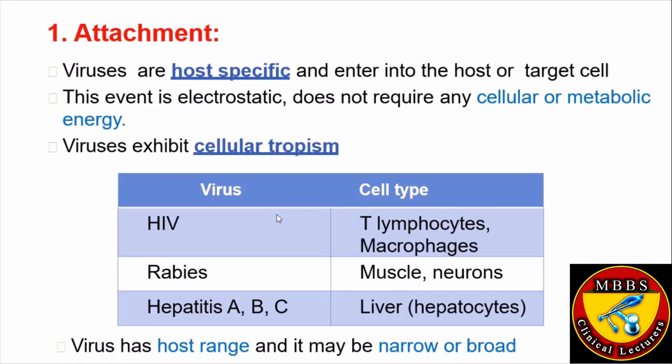Virus also have the host range, and this host range can be narrow and broad. Like the rabies virus have a wide or the broad range of the hosts, multiple hosts. They can be like the dog, the bat, the foxes. Different animals are the host for the rabies virus. Similarly, HIV virus have also the multiple hosts range.